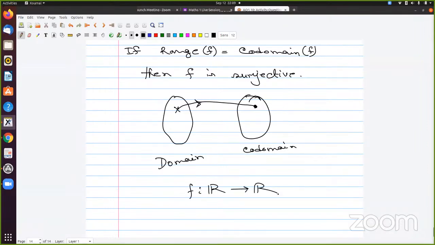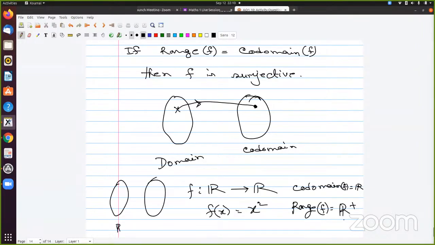So if from R to R, this is your function, f(x) equals x squared. What is your range? Positive numbers, right? Only positive real numbers, always positive. What is your codomain? R, all real numbers. Are these two sets equal? No. So the picture is like this. This is R, and your range is something in between, right? This is R plus. So this R plus is not the whole codomain. So the codomain is not equal to the range. So this F is not surjective. Clear?